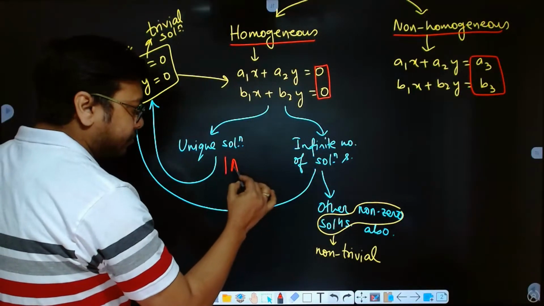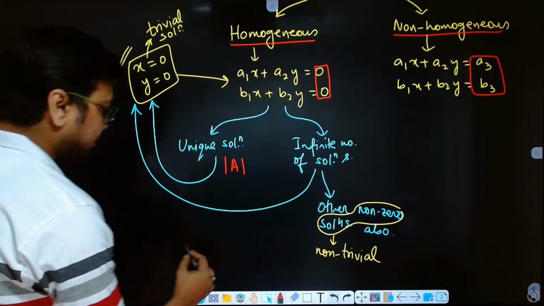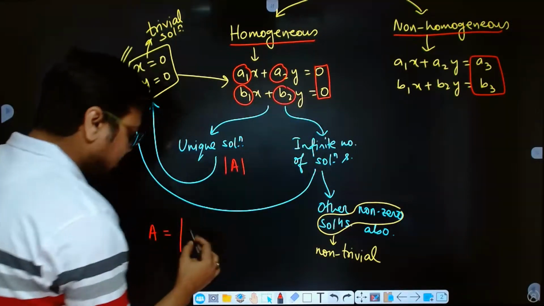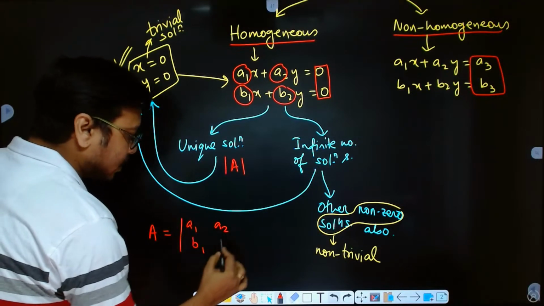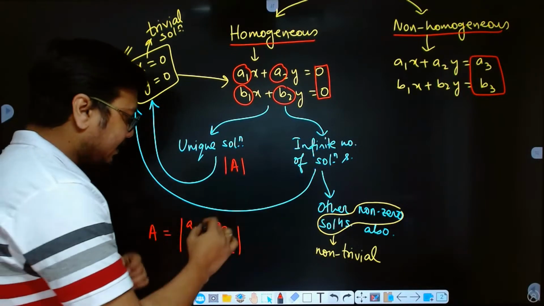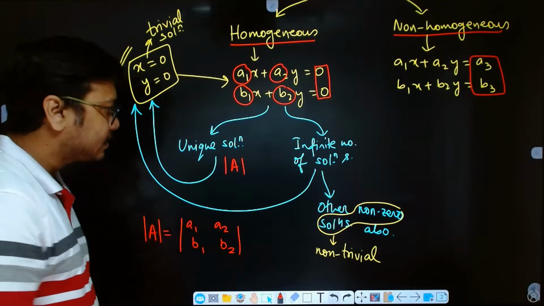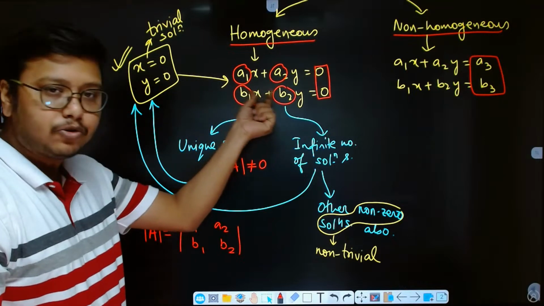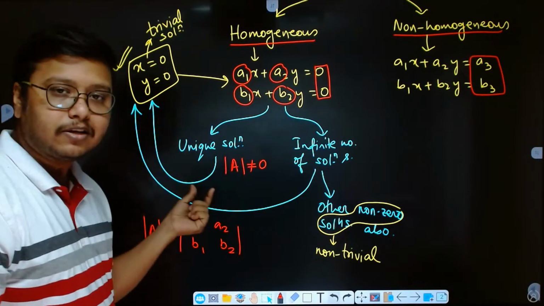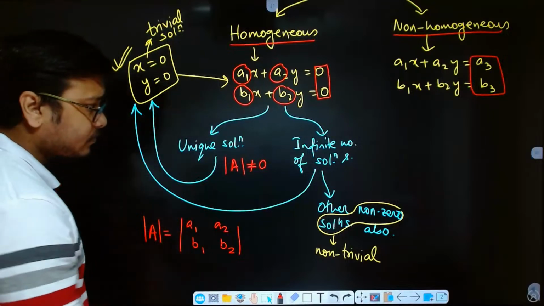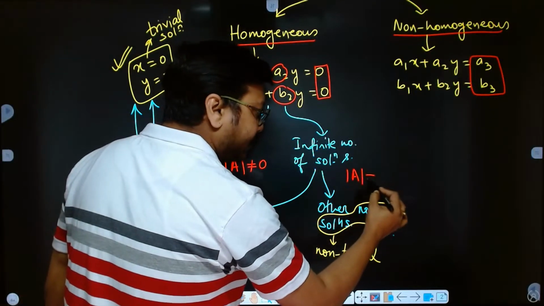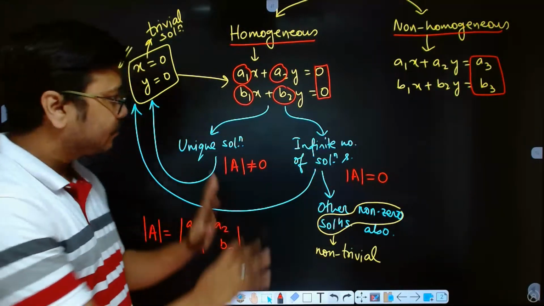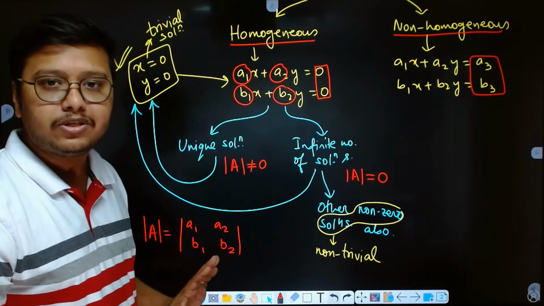Unique solution: if the coefficient determinant, made of the coefficients a1, a2, b1, b2, is non-zero, then the homogeneous system of equations will have a unique solution, which is the (0, 0) solution. If the coefficient determinant is equal to 0, then this system of equations will have an infinite number of solutions. So this is the category for homogeneous systems of equations.